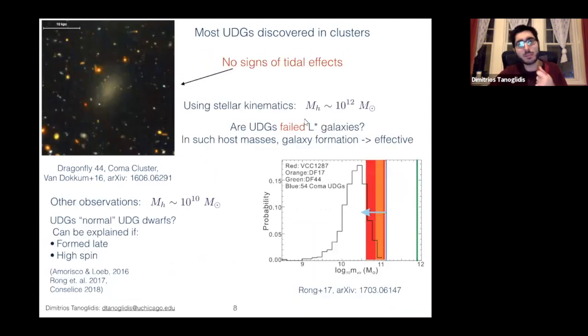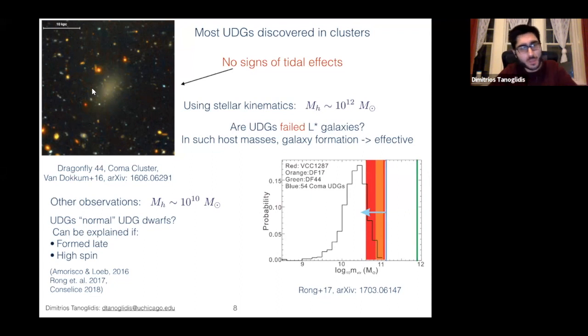And why is that a problem? It's because most of them, as I said, were close to galaxy centers, and they had no signs of any tidal effects. And by using stellar kinematics, they were able to say, okay, these have really high halo masses, but in such large halo masses, they should have been much more effective in creating stars. So it looks like they are failed galaxies. They violate how we expect the galaxy formation theory to work.